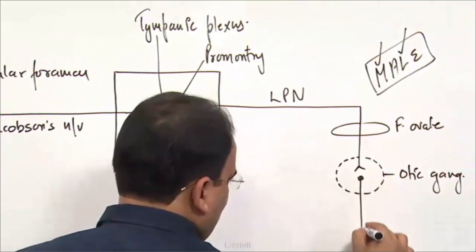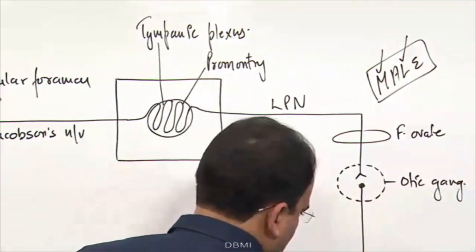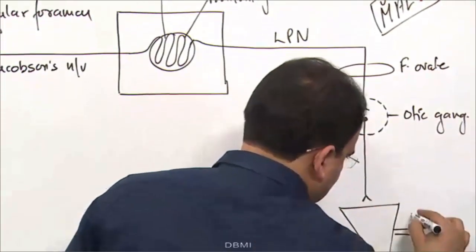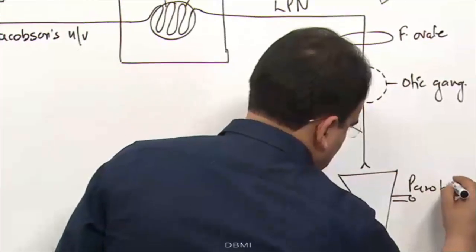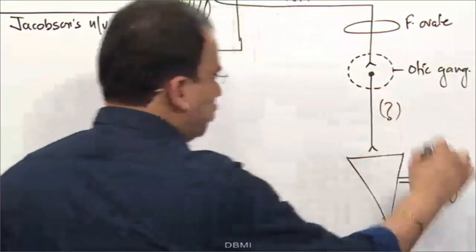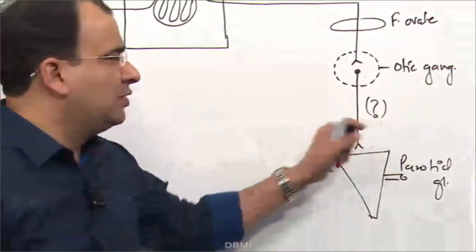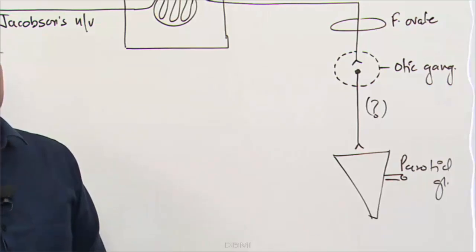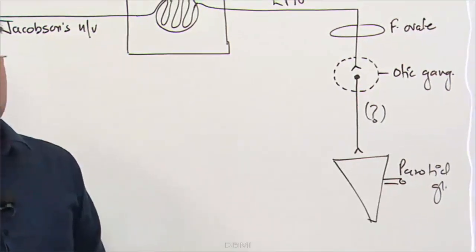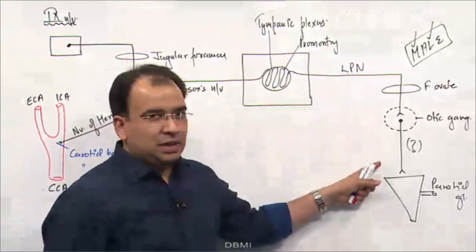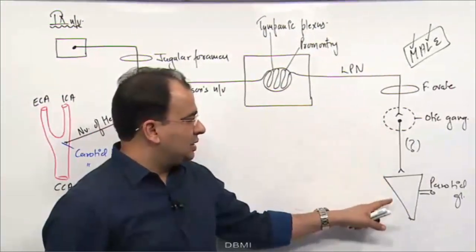Postganglionic fibers from the otic ganglion will go and supply this parotid gland. The question is, what nerve is this? Now you need to work this out. You tell me, what nerve is this? The nerve which comes out of the otic ganglion and supplies this parotid gland.